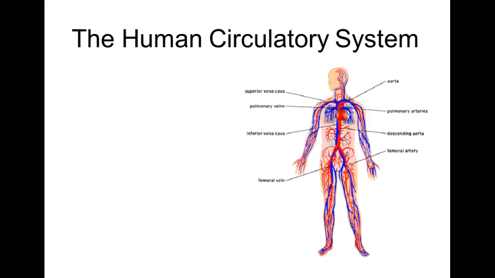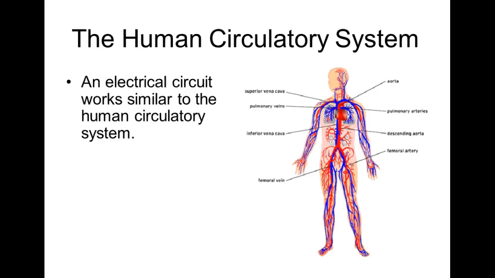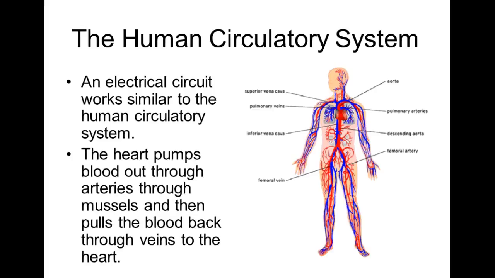So we have source conductors, which would be the arteries. We have return conductors, which would be the veins. And of course here they indicate the arteries and the veins: blue is the veins, the red is arteries, here's the heart, and of course they go to every muscle in the body. And what happens when you lose your blood flow? You die, right? An electrical circuit works similar to a human circulatory system. The heart pumps blood out through the arteries, through muscles, and then back through veins to the heart.